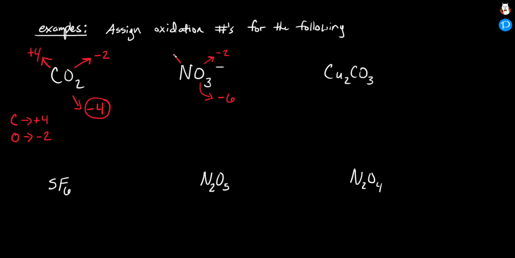That means this nitrogen now, what does this nitrogen have to be? What I have to think about is that whatever my oxidation number for nitrogen is, plus the -6, needs to add up to give me a total of -1. So that means that nitrogen must be +5, right? Because a +5 plus a -6 would leave me with a -1. So therefore, in this compound, nitrogen has an oxidation number of +5, and oxygen, as always, is going to be -2. Okay?